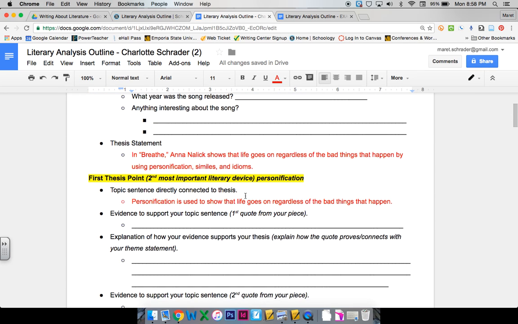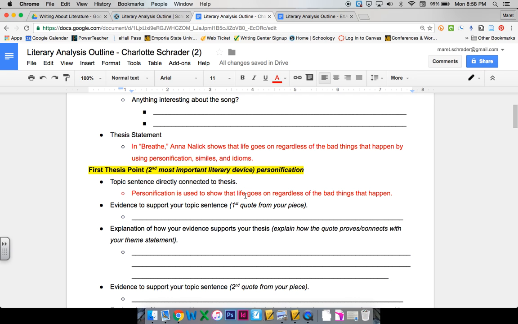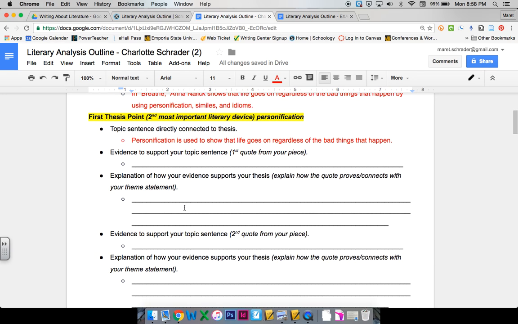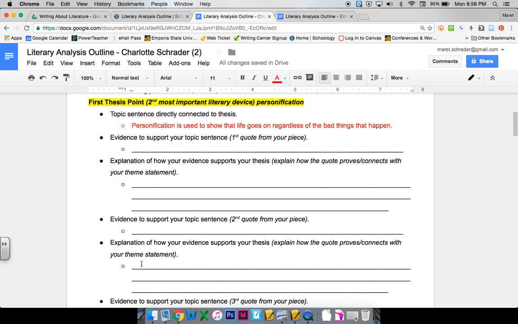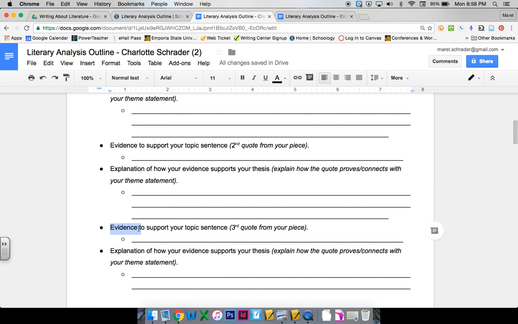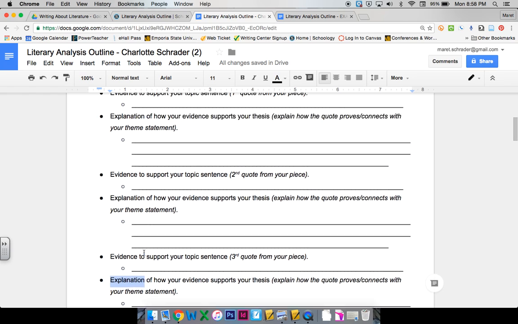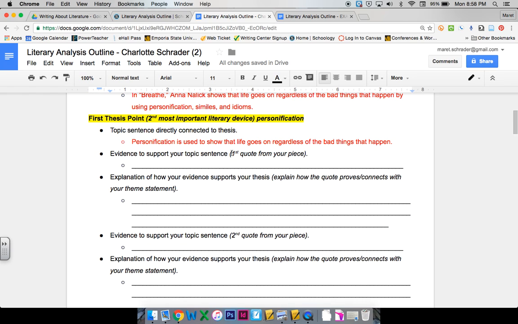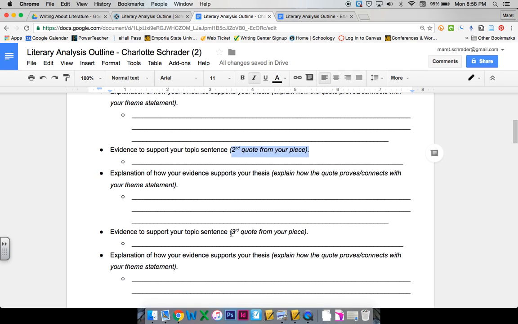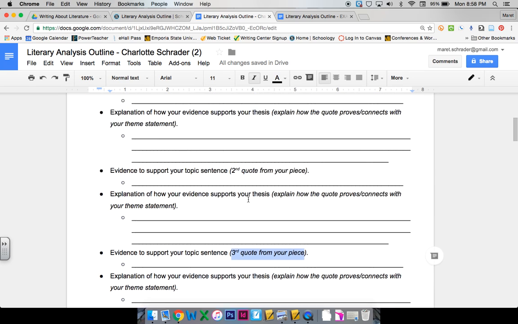So now it's time to start plugging in some quotes from my song. So I'm going to work in this first body paragraph, this second thesis point, and I'm going to plug in some quotes because you'll see you have evidence, explanation, and then the third time, evidence, explanation. Okay, so that's enough room for your 3 quotes. So you see first quote from your piece, second quote from your piece, and third quote from your piece.